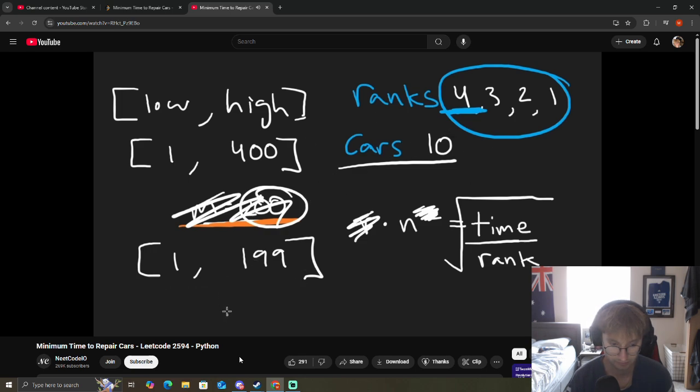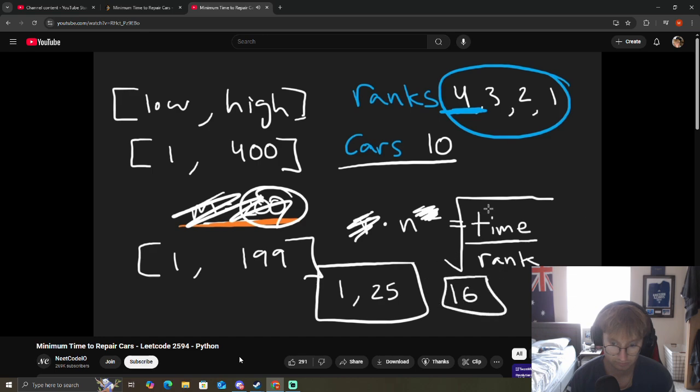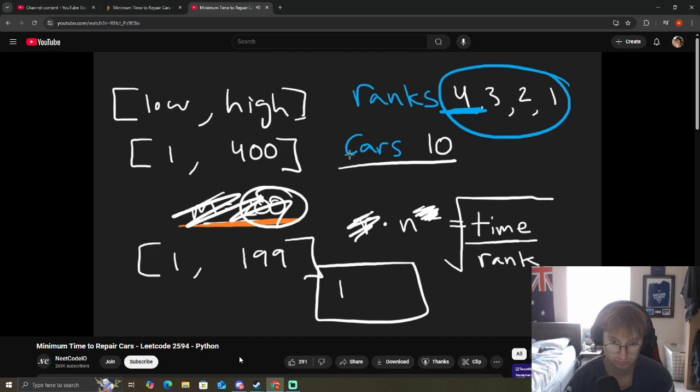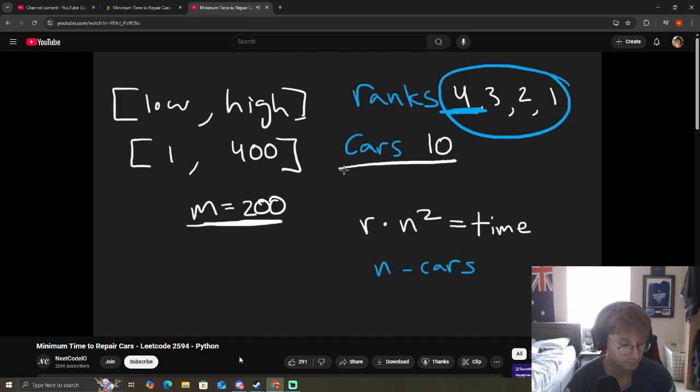I think there probably is. I think 100 is going to work, and then we're going to get down to 50. 50 is going to work as well. Eventually our range should be something like 1 to 25, and then I think the solution to this first example should be 16 minutes, which should be enough for them to do all 10 cars. So that's the main idea behind this problem and this solution.